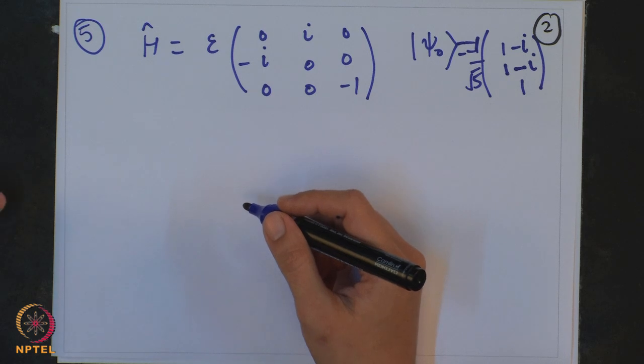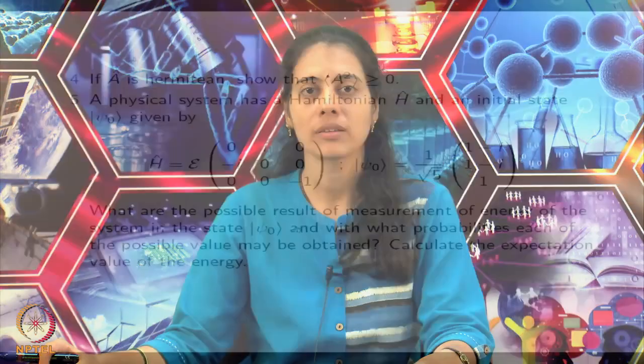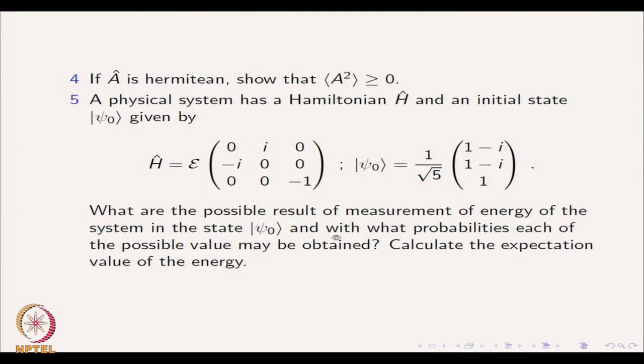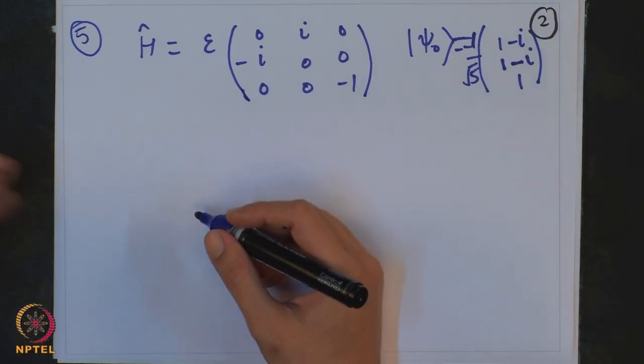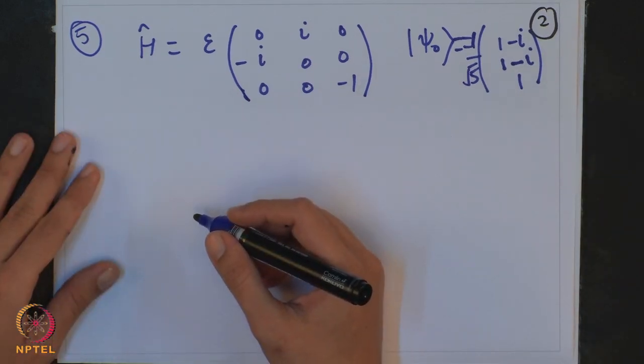The first question is: what are the possible results of the measurement of the system in state psi 0? And what will be the probabilities of each of the possible values that may be obtained? Then you have to calculate the expectation value of the energy. That is the last part, and it is a simple part. We have done problems wherein we have calculated expectation values of the energy.